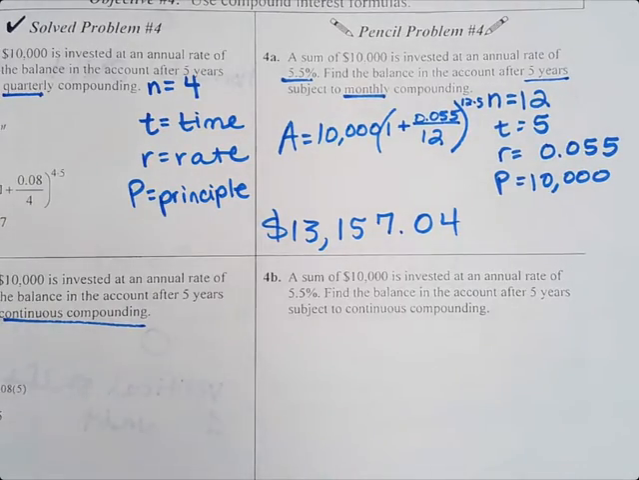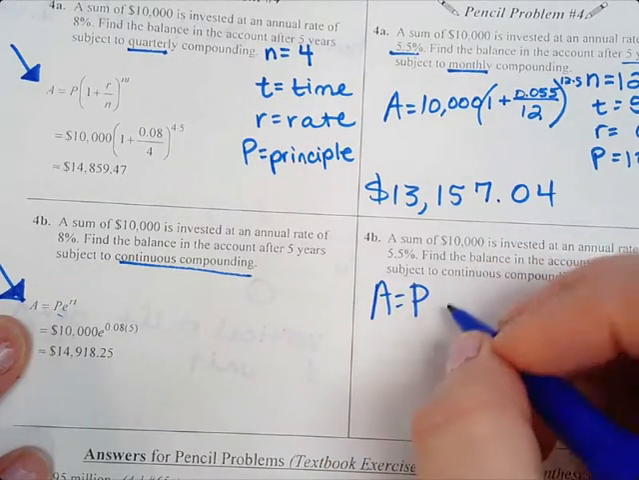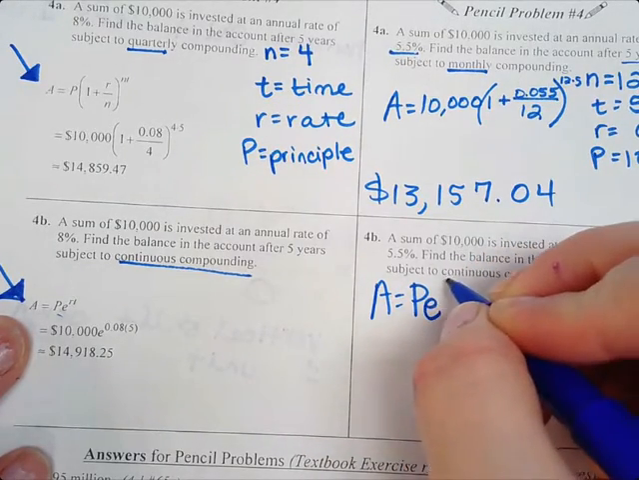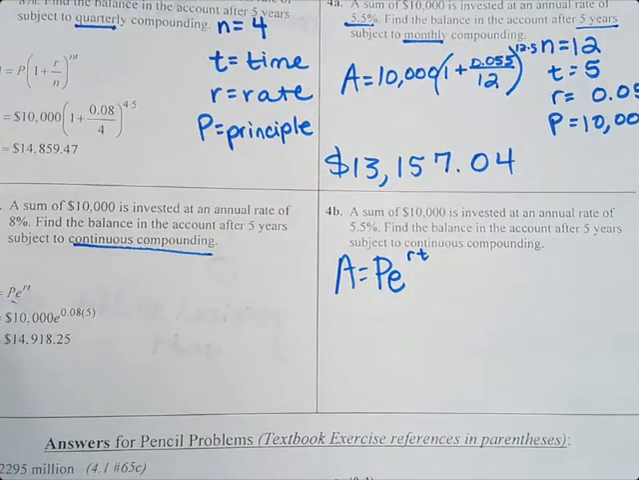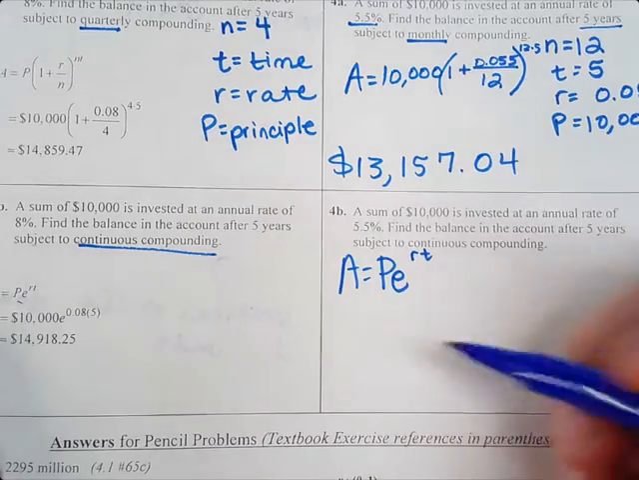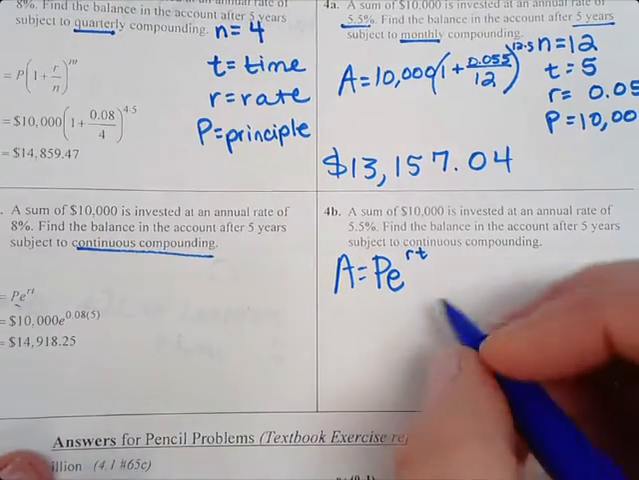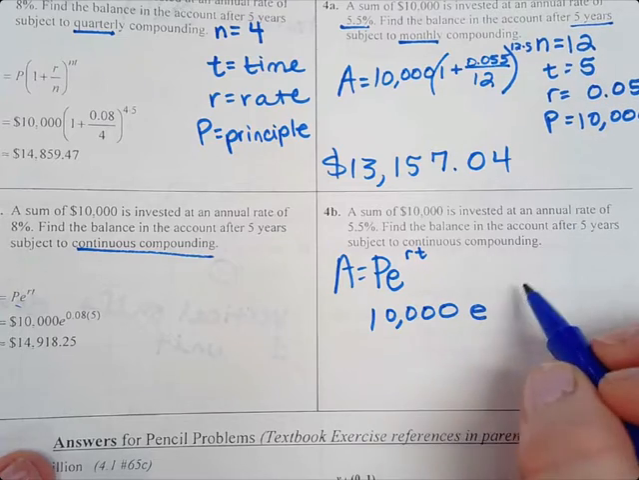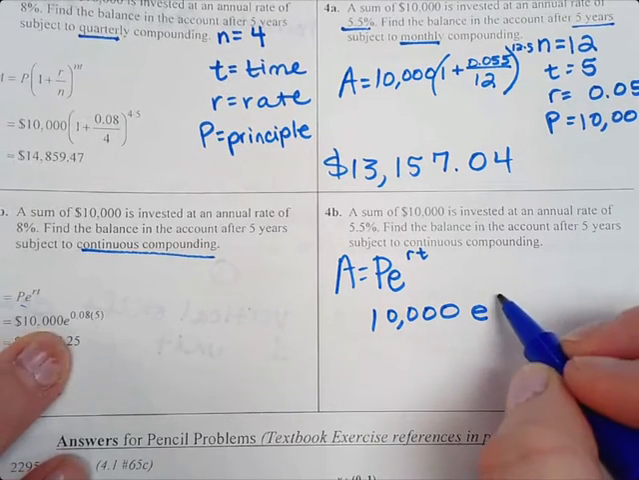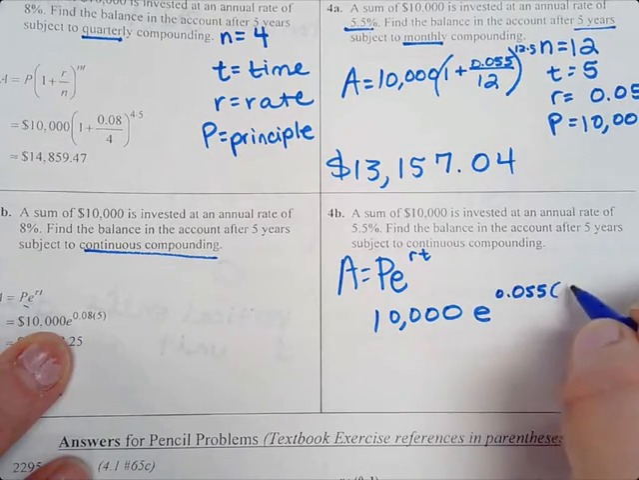And then whenever you do continuous compounding, use A equals P, principal, and then e, right, raised to the rate times time. e is that natural base. So that'd be 10,000 e raised to 0.055 times 5.